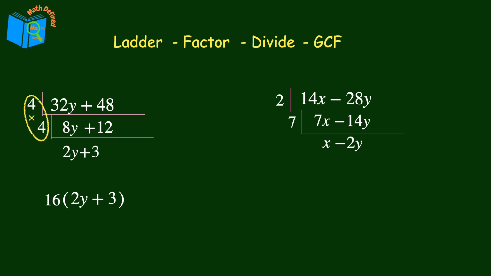We're done factoring now because x and negative 2y do not share any common factors. So we'll bring it down and place the parentheses around them. Next, we need to find the GCF by multiplying the shared factors, and 2 times 7 is 14. The last step is to place this GCF of 14 outside the parentheses, and we're done.